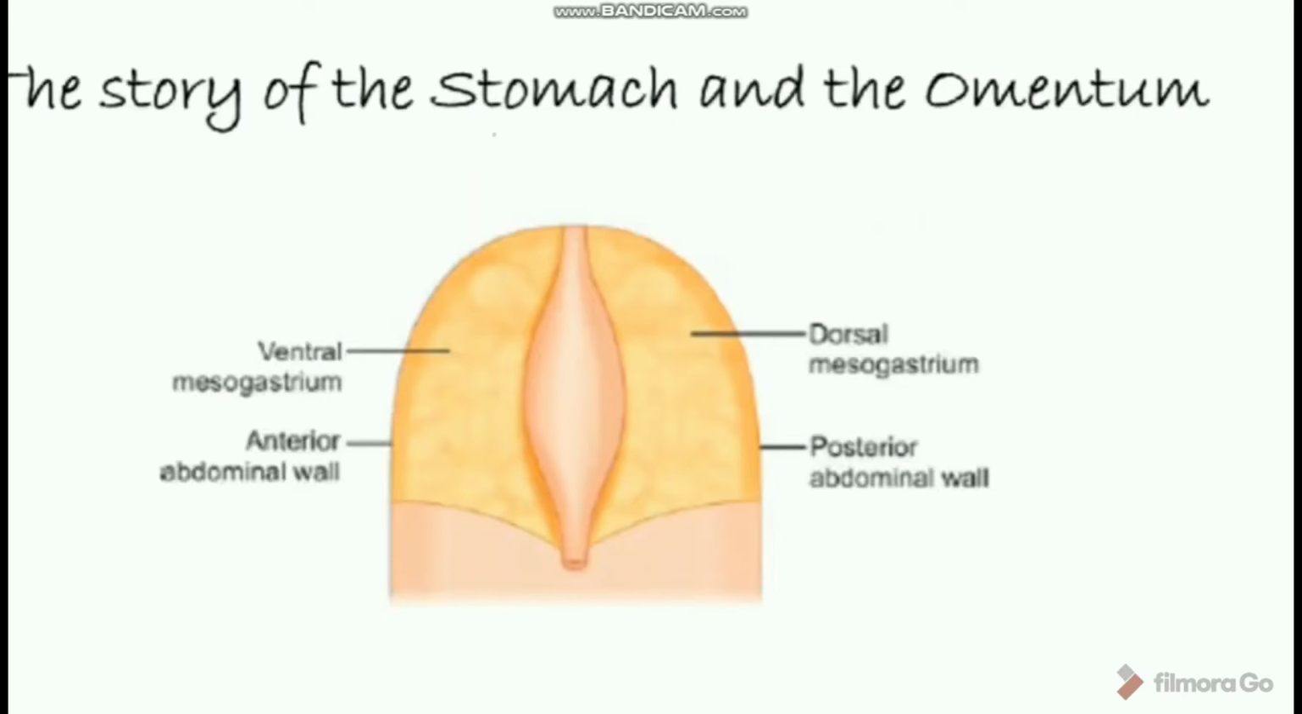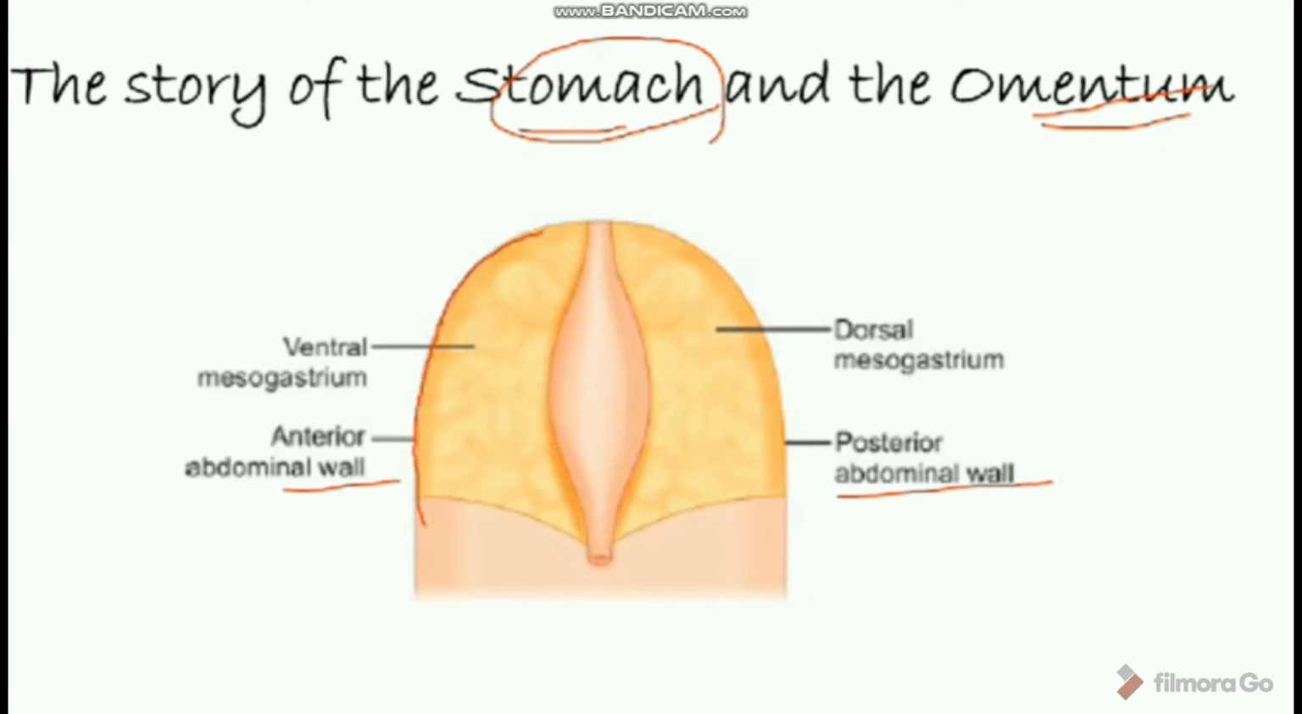So here, the stomach and the omentum. If you remember, what I told you about the omentum is the fold of peritoneum suspending the stomach, specifically the stomach. So this is the omentum. So you have two parts of the omentum. This is a lateral view, and this is the anterior abdominal wall and the posterior abdominal wall. The one thing which is attaching it from the anterior abdominal wall is called the ventral mesogastrium, and the one thing which is attaching it with the posterior abdominal wall is called the dorsal mesogastrium. Quite easy to understand.